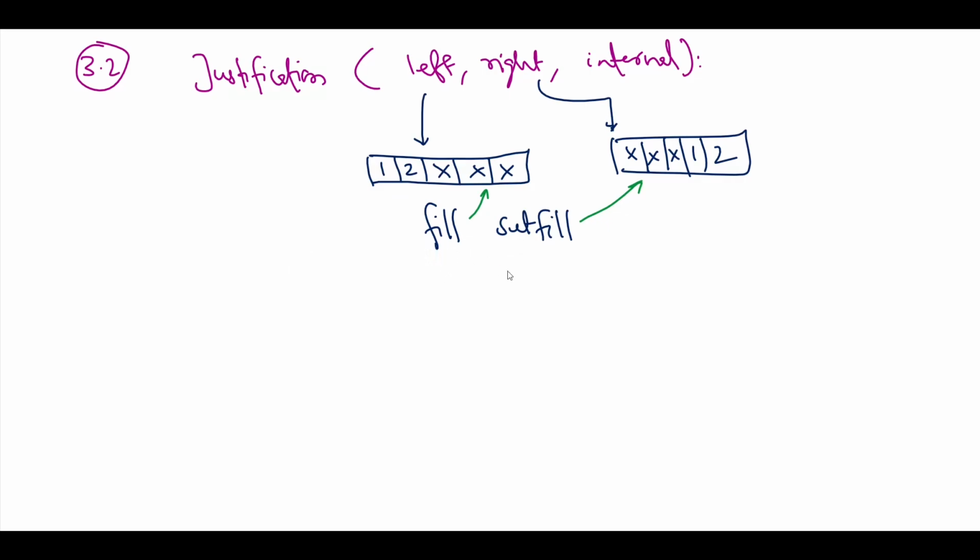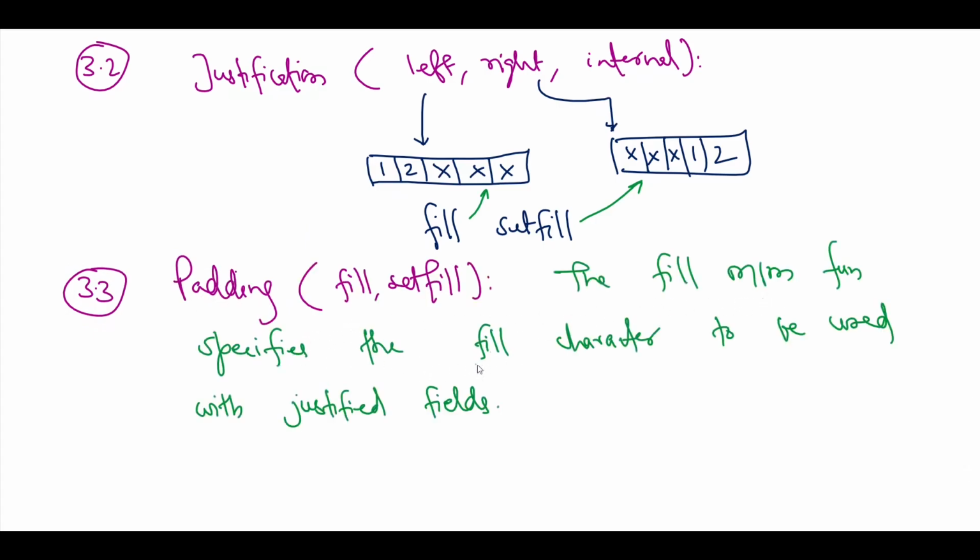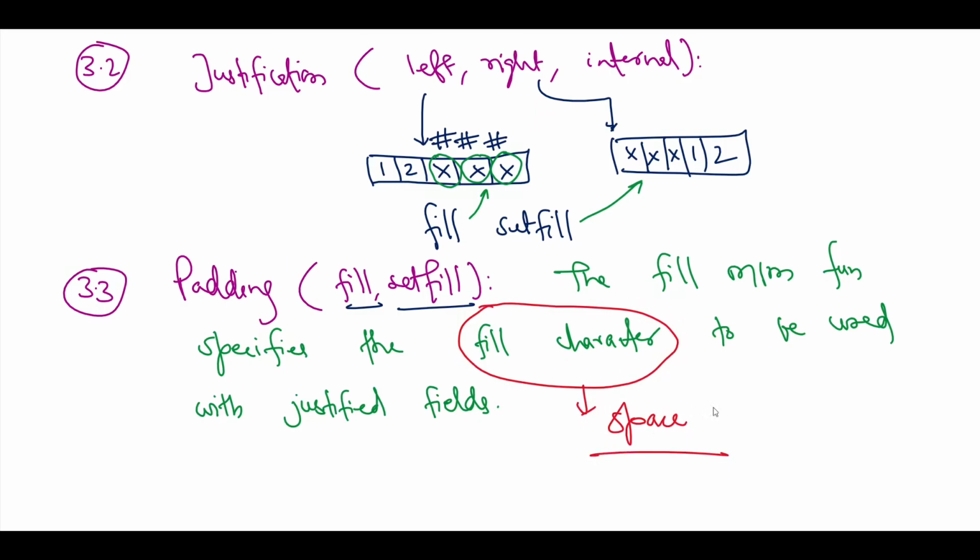And to understand fill and setfill, let's move to another part, which is 3.3, and discuss padding here. The fill member function specifies the fill character to be used with justified fields that we have seen here. Let us suppose you are using x, then we will have x here, but you can use any other character. Like if you want to use hash, then you can use hash using this function and this manipulator. By default, the fill character that we use is space, but you can always change that.